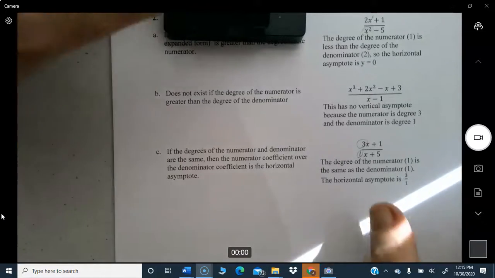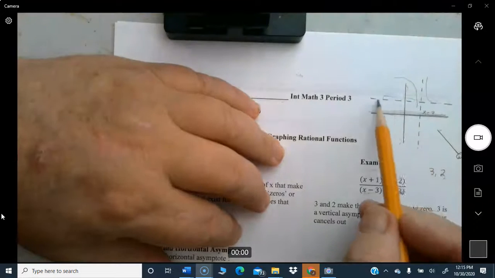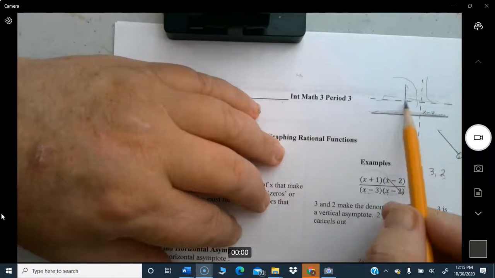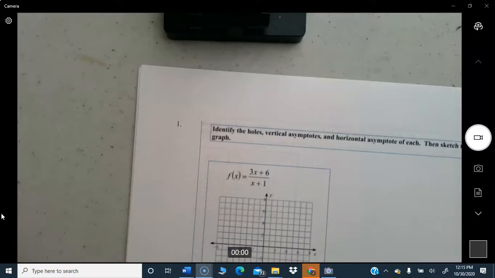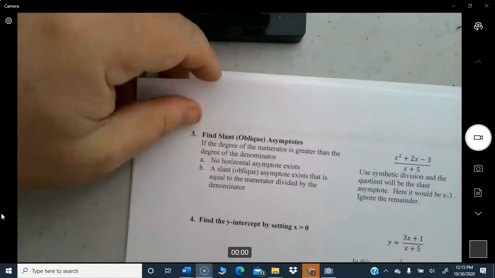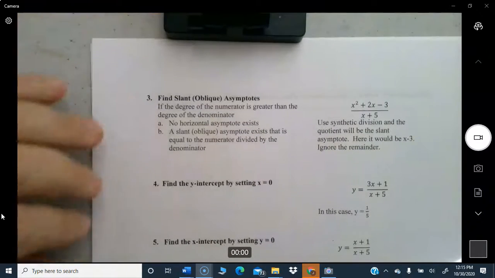So it means it's going to be at 3, which is right about where I drew this one right here. It's 1, 2, 3. It's right about where I drew that one right there. Okay? That one's a little more involved. But again, we'll practice these. We'll go through these and look at these rules as we do the problems.